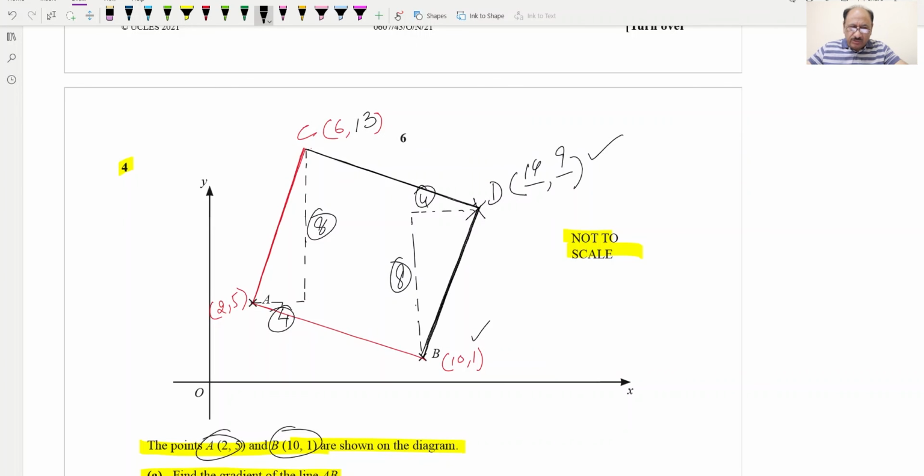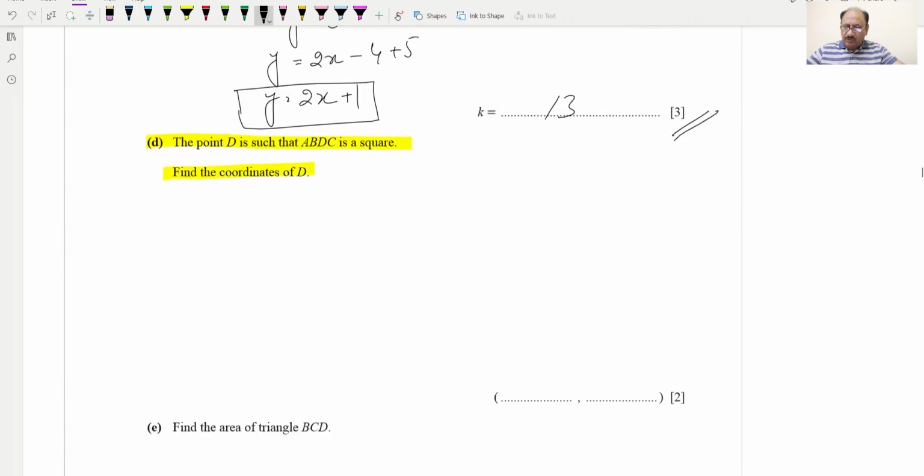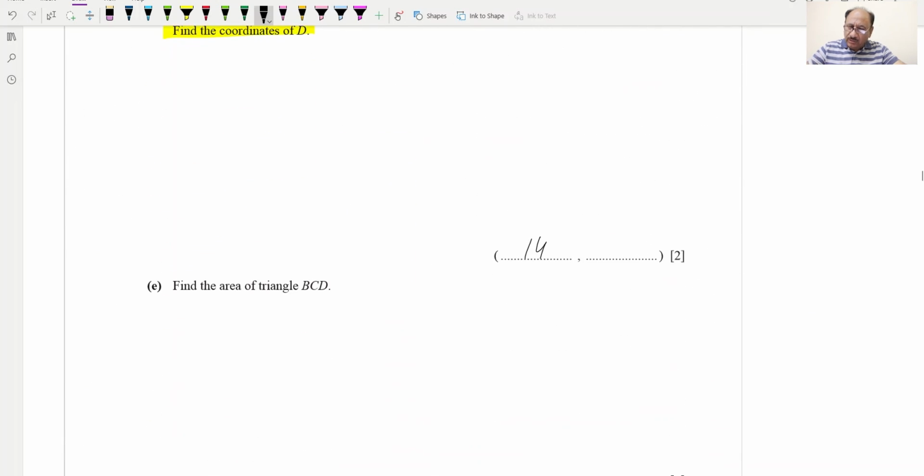Hopefully you understood this. We are considering these two triangles, this one and this one, and we are taking the x and y change, and we found the point which is 14 and 9. We can write here 14 and 9, and the working part I have shown on the drawing. Hopefully you understood this. Now we can go to part E, and part E says: find the area of the triangle BCD.